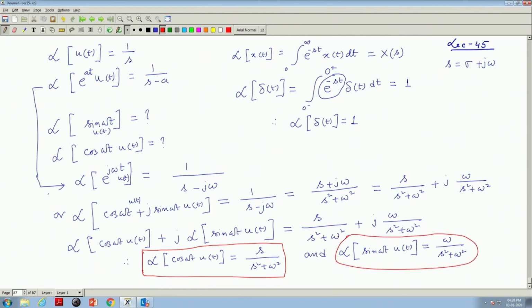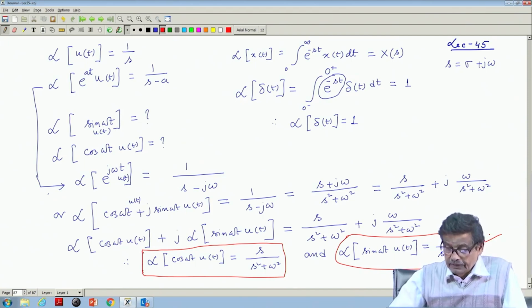An easier way to remember it: for cos omega t, s is in the numerator, and the denominator is s square plus omega square in both cos and sin Laplace transforms, and for sin omega t the numerator is omega over s square plus omega square. That I must remember correctly. Okay, therefore these are the Laplace transforms of these two important sinusoidal functions, sine and cosine.